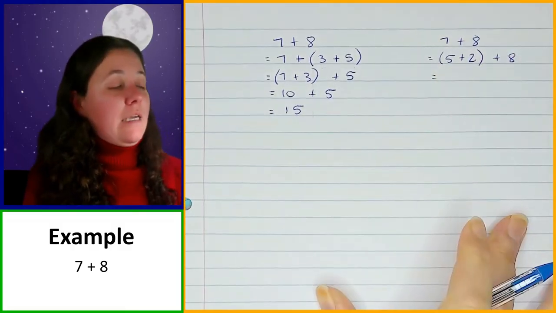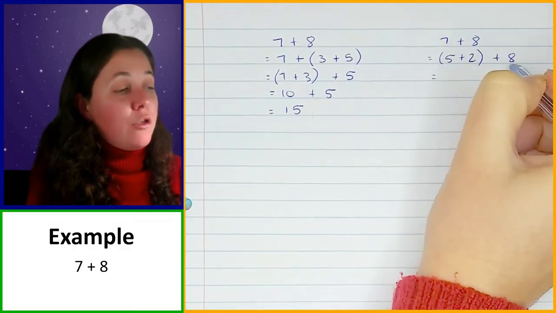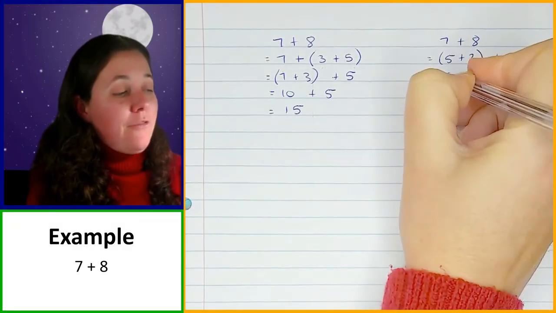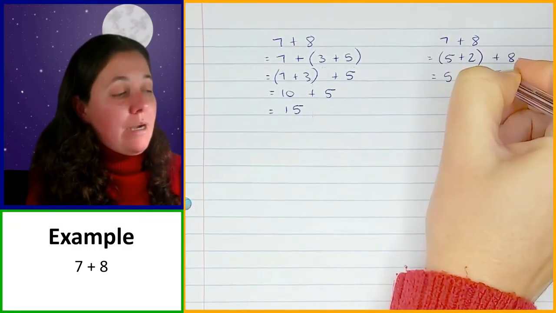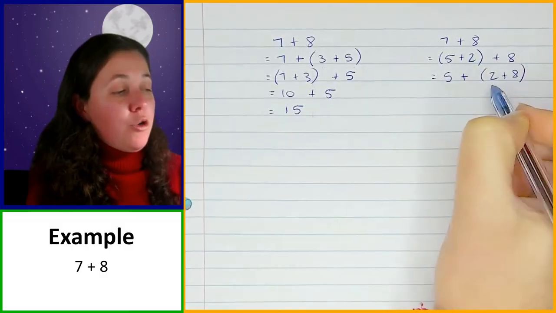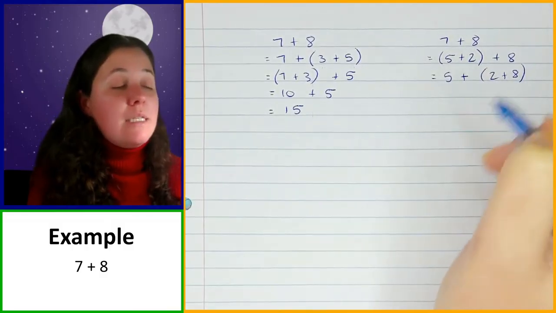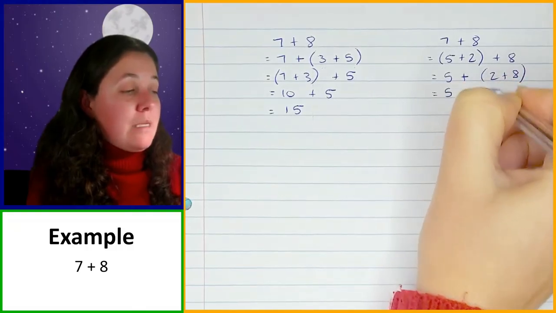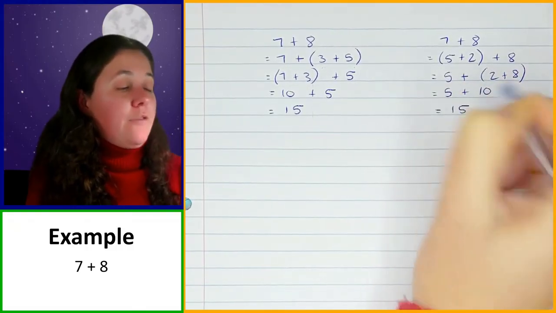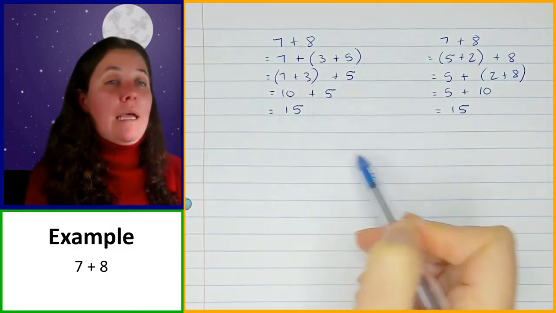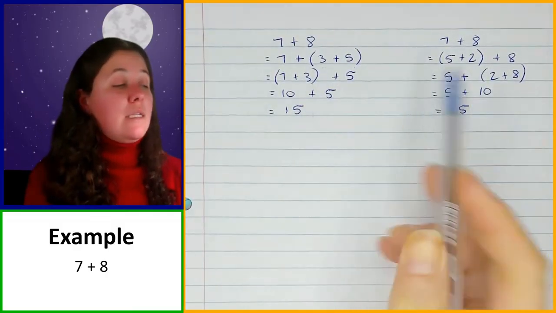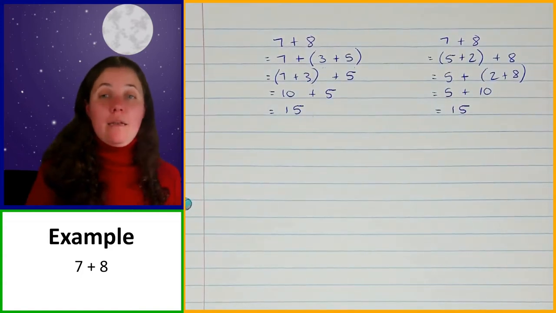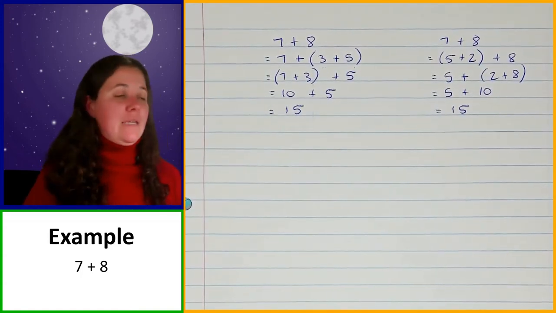And then over here, I can say, well, now I'm going to regroup this. I'm going to put the 2 with the 8 instead of having it with the 5, so I have 5 plus, and then in brackets, 2 plus 8. So I'm grouping the 2 and the 8 together, because then I can add it and get 10. So that means I have 5 plus 10, which also gives me 15. So I could have done it either way, it doesn't matter which way you do it, but either way I ended up adding 10 to 5, giving me 15.